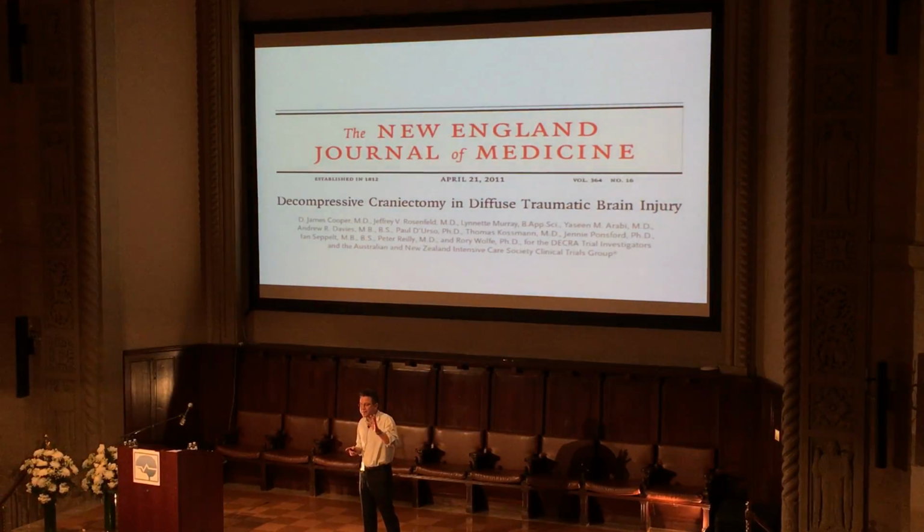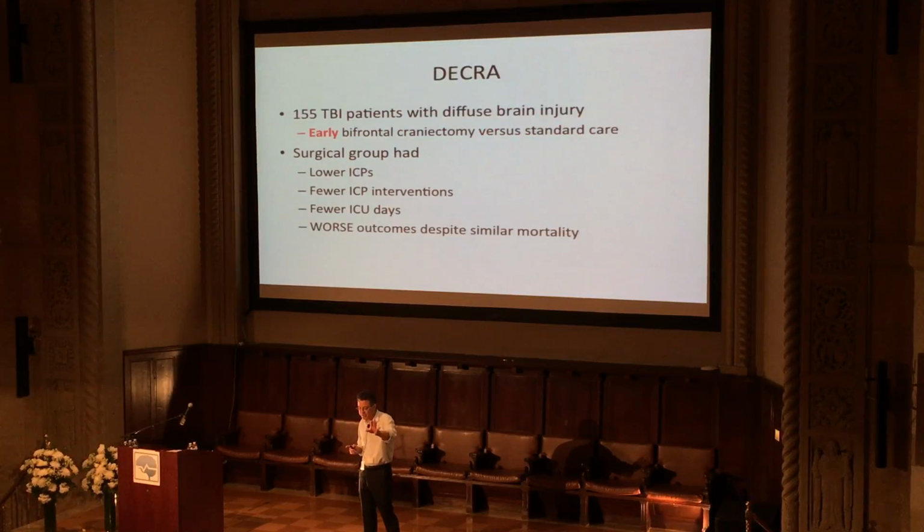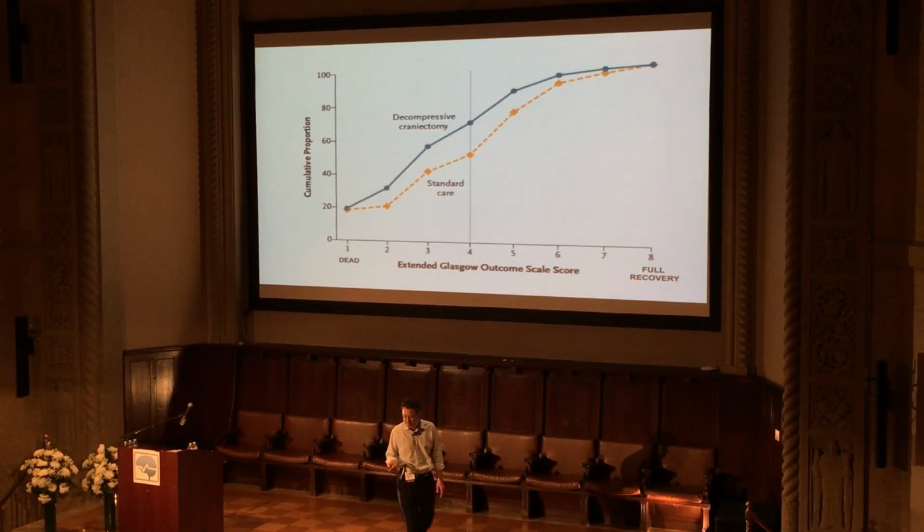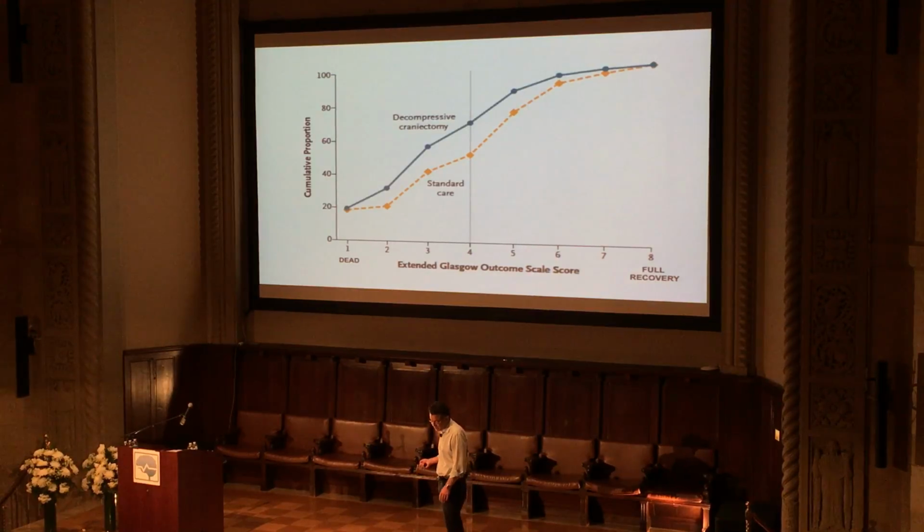DECRA, right, so we went over what it showed. Very early on, at the first line of ICP, no reduction in mortality, even though it lowers the ICP, and more disability, as it's demonstrated here. It's an unconventional way to show this, right? But bottom line, more dead and disabled people here compared to standard of care.